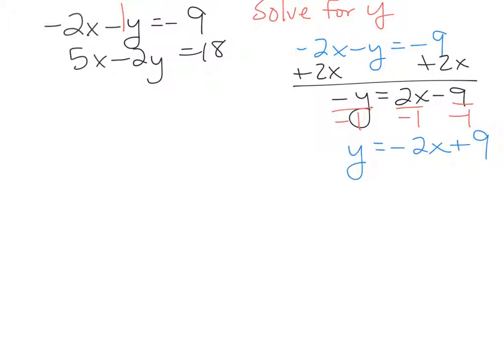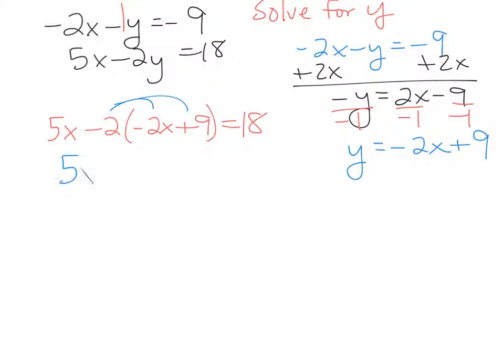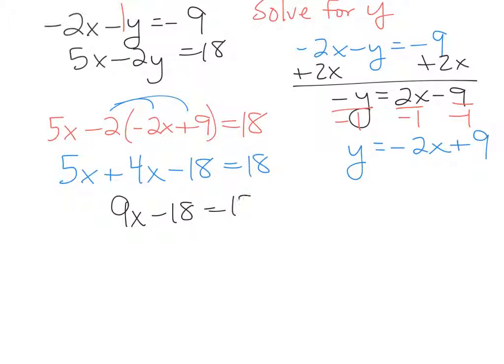When I do so, I get 5x minus 2 parentheses, negative 2x plus 9, is equal to 18. Again, next step, you guys have been great at. We're going to distribute. So you get 5x plus 4x minus 18 is equal to 18. Combine like terms for your next step: 9x minus 18 is equal to 18.